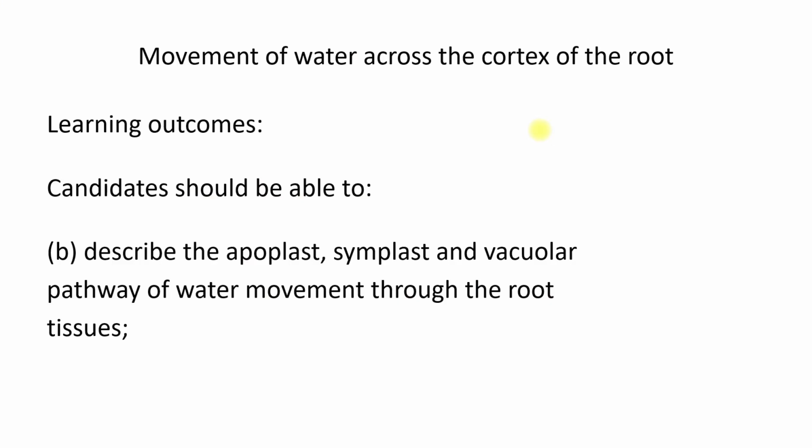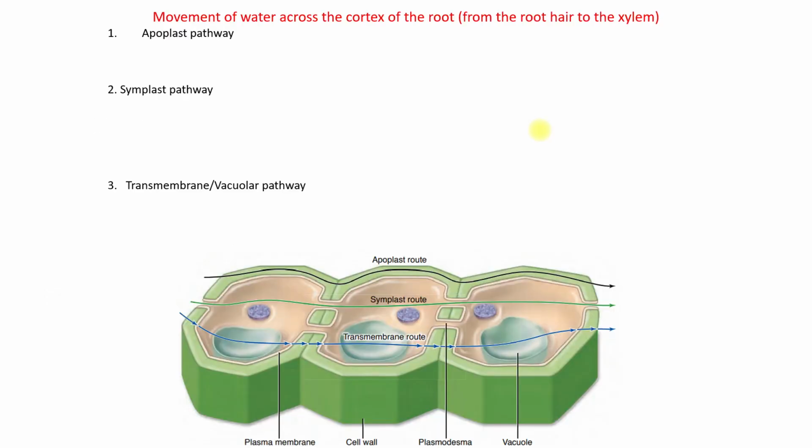Now we continue with the movement of water across the cortex of the root. Basically you must be able to describe the apoplast, symplast, and vacuolar pathway of the root. This vacuolar pathway is also known as the transmembrane pathway. So let's go to the first one. As you can see from here, these are the root hair cells, and how they are interconnected between each other.